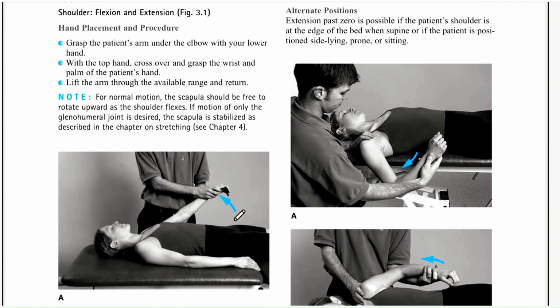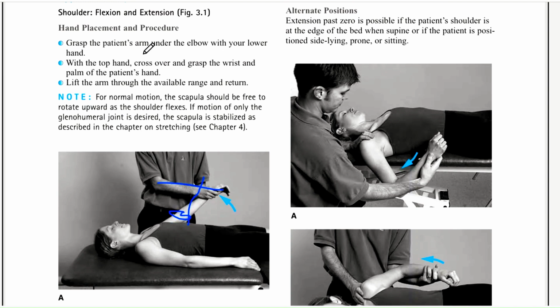The patient is in a supine position as you can see here, complete supine. Grasp the patient's arm under the elbow. As a therapist, what you are going to do is hold the patient's hand and stabilize the patient's elbow with your lower hand. You know that this is the crisscross position you have to make as a physical therapist.